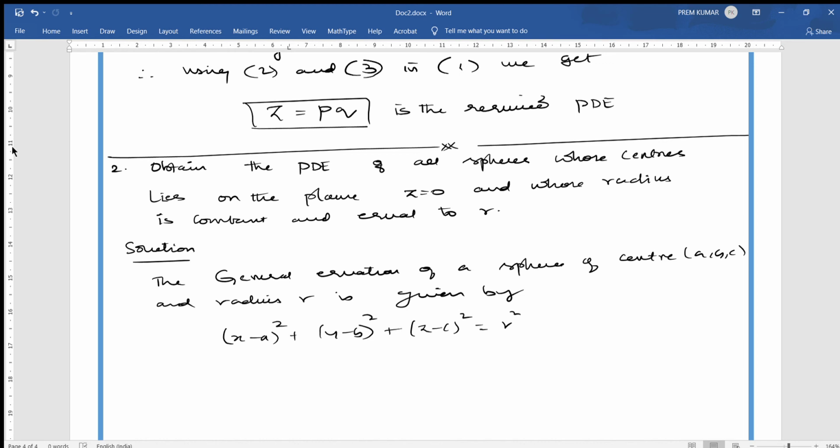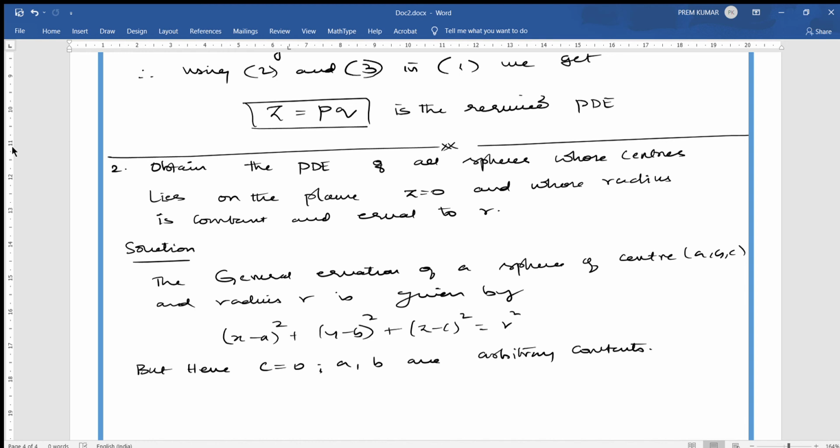The center is (a, b, c), but we are not going to discuss only one sphere. All spheres lying on the plane z equal to 0. Plane z equal to 0 is nothing but the xy plane. On the xy plane, all the spheres, the center is on the xy plane. So for all those spheres, the value of c is 0, but a and b are arbitrary constants. Arbitrary constant means the value is not assigned.